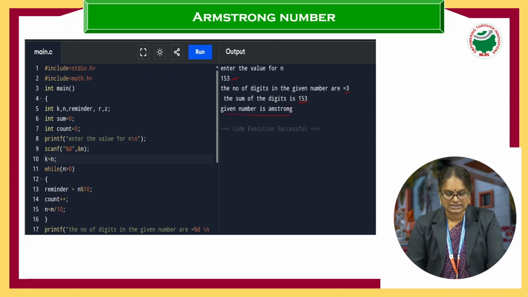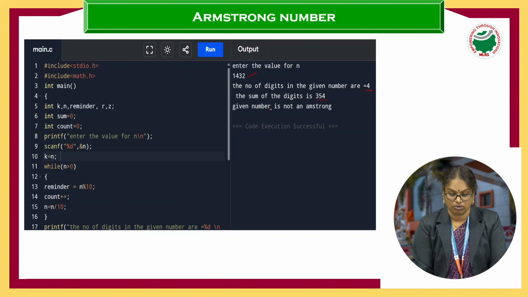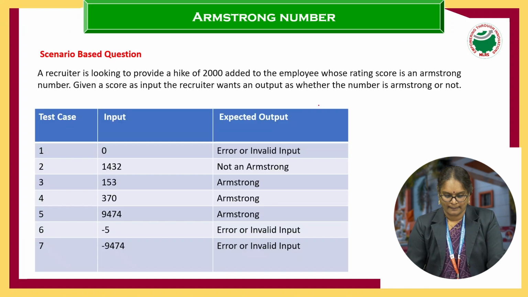Let's see another example. The n value for this example is 1432. The number of digits is 4. The sum of the digits is 354. 354 is not equal to 1432. That is why it is not an Armstrong number.